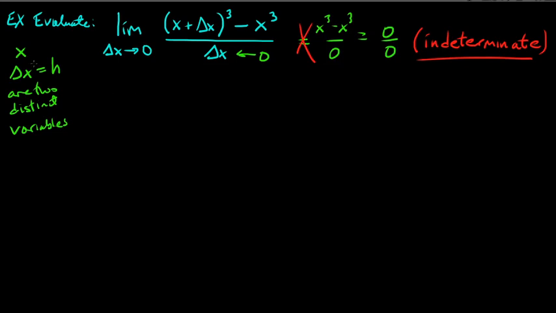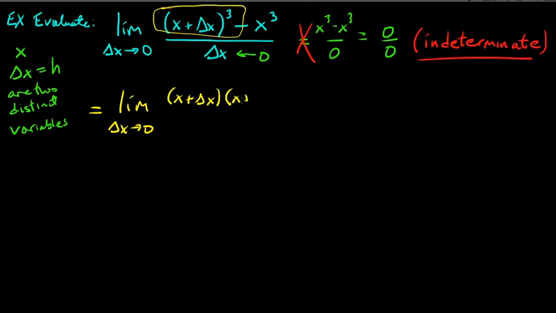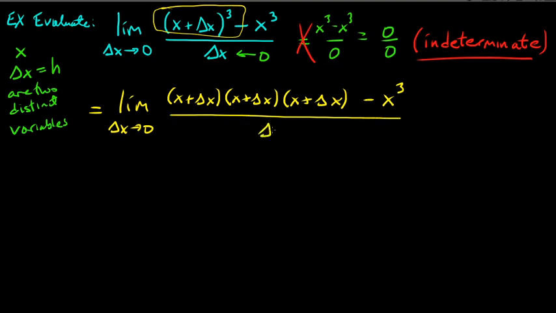So what are we going to do here? Well, we're going to simplify. Right, we're going to take the limit as delta x goes to 0, and I'm just going to expand this out here. This is going to be x plus delta x times x plus delta x times x plus delta x, right? Because it's to the power 3, it's 3 of them. And then minus x cubed, all over delta x. Oops, delta x goes to 0, so we still have to take the limit.